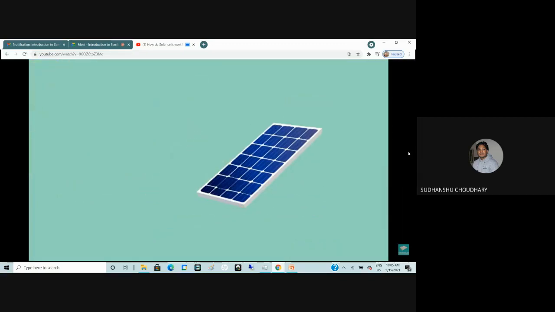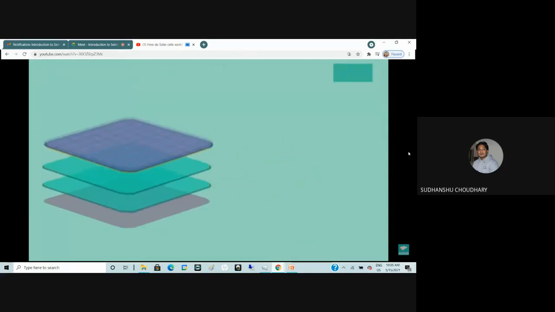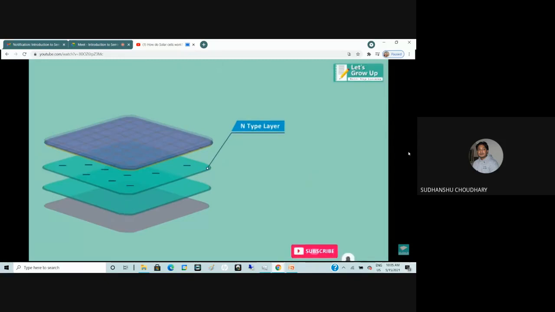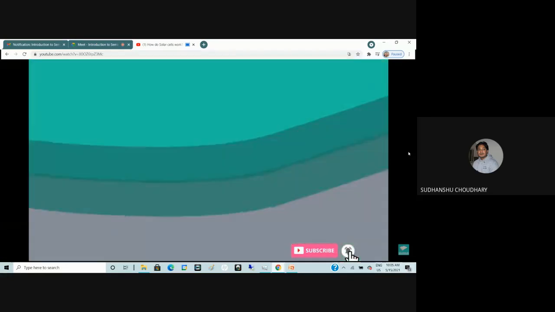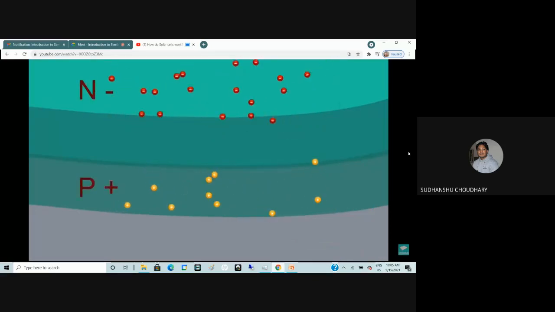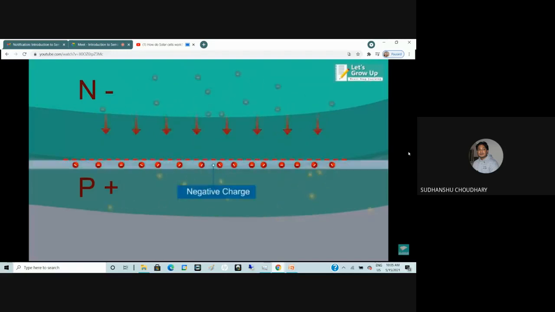The solar cells are made up of semiconductors, mainly silicon, and comprise 3 layers. The top layer, called the N-type layer, is comparatively thin and contains a high concentration of electrons. The bottom layer, called the P-type layer, contains a high concentration of holes. When the P-type and the N-type semiconductors are joined, it forms a PN junction. On forming a PN junction, the electrons of the N-type material try to reach the P region, creating a negatively charged layer.